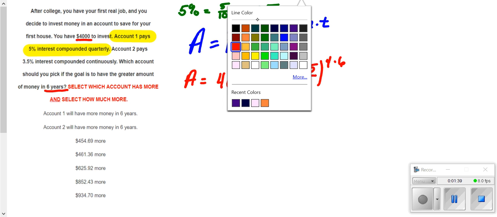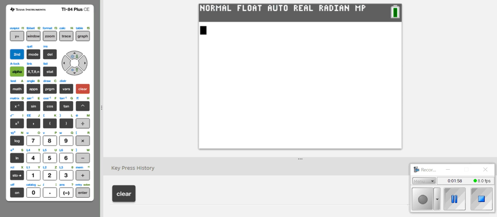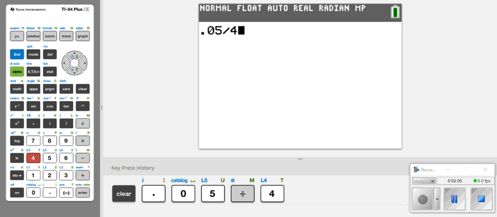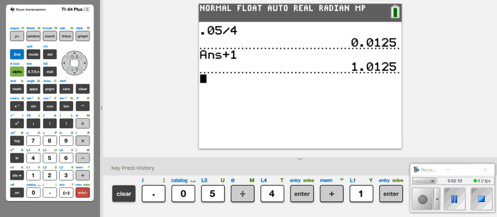Now, I would suspect that if you have problems with this kind of question, it might have to do with calculator usage. So we're going to look at how this actually happens in terms of order of operations. If you had to figure this by hand, you would need to do what was inside the parentheses first, which is 0.05 divided by 4, and then add a 1 to it. So 1.0125. And then the exponent was 4 times 6, which is 24. And the exponent happens after parentheses.